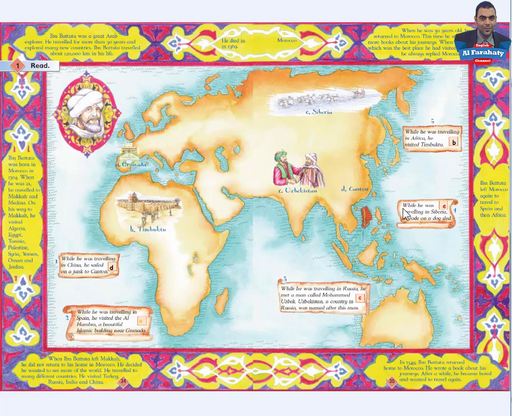4. While he was travelling in Siberia, he rode on a dog sled. Picture E. 5. While he was travelling in Africa, he visited Timbuktu.